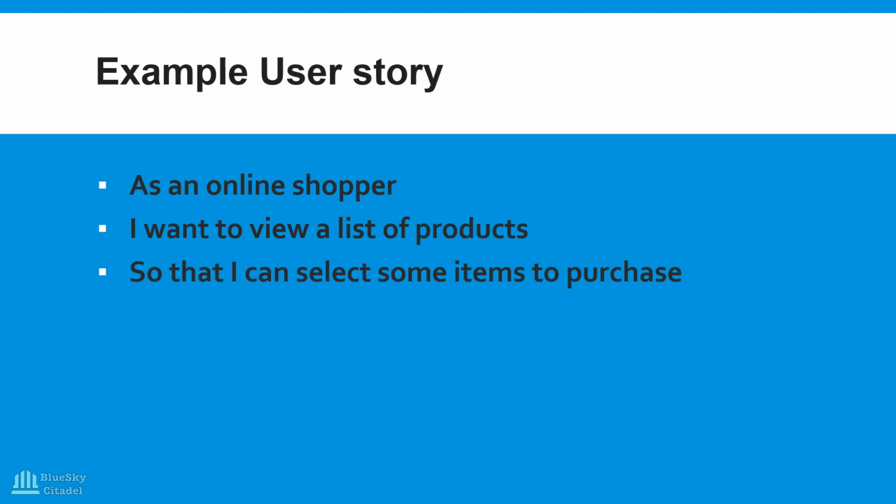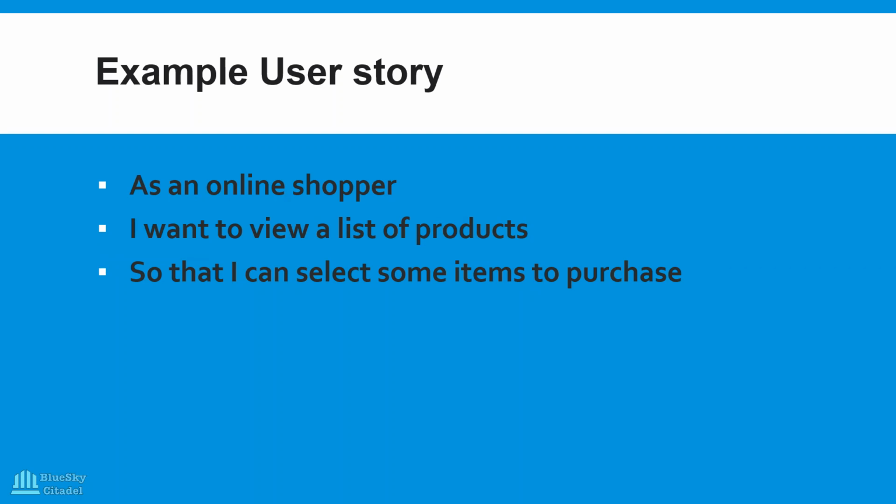I want: what do you want to do as an online shopper? You could do a couple of things as an online shopper, but for the purpose of this user story, this online shopper wants to what? View a list of products. Next question is, why? You find that as a business analyst, there are some questions that you keep asking: why, what, where, when, how, who. Who can be whom, right?